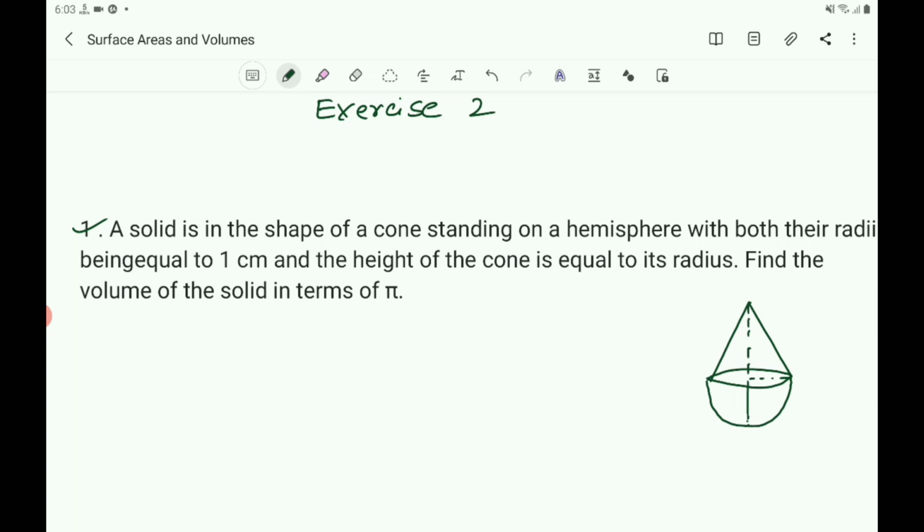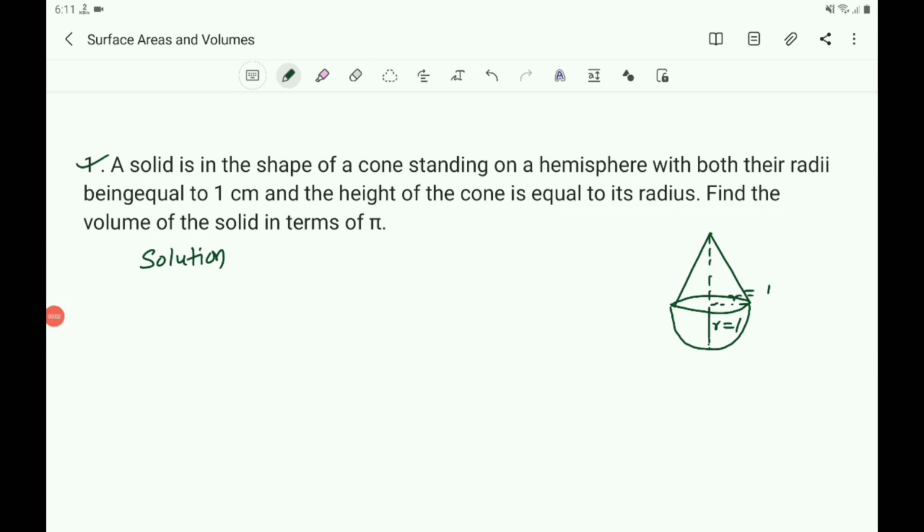So it is given that the radius of the conical portion and hemispherical portion are both the same, that is r equals 1, and the height of the cone is equal to its radius, that is also 1 centimeter. So you take the solution. This solid has two portions. One is the conical portion and the other is the hemispherical portion, and both have the same radii. So here the radius is r equals 1, and the height is also equal to 1.